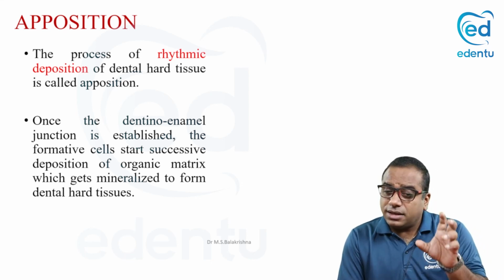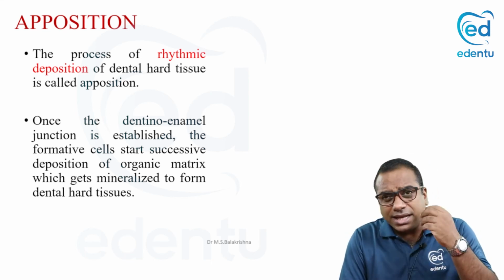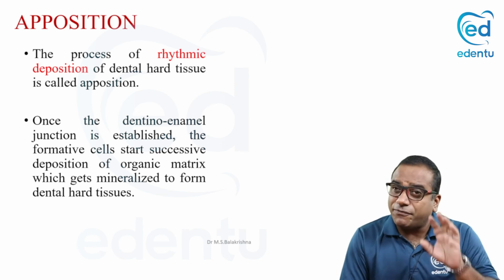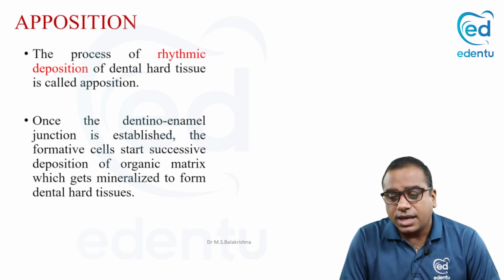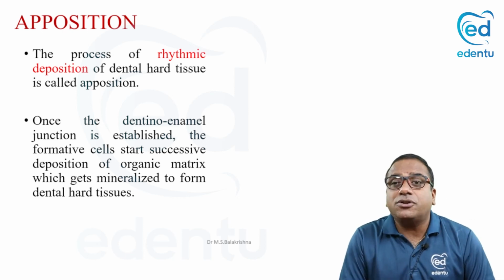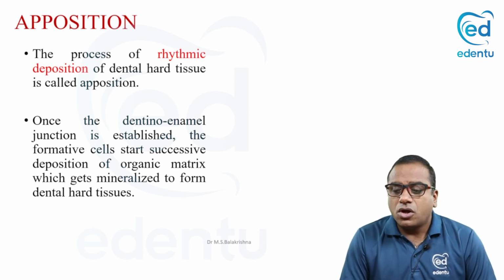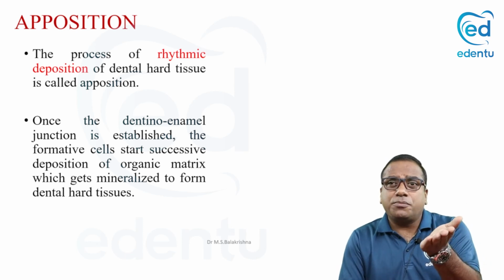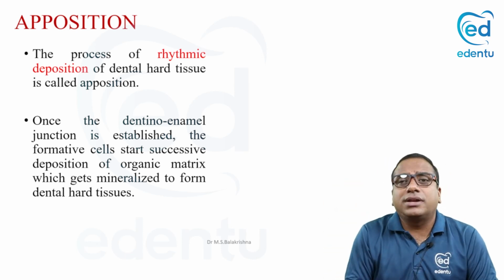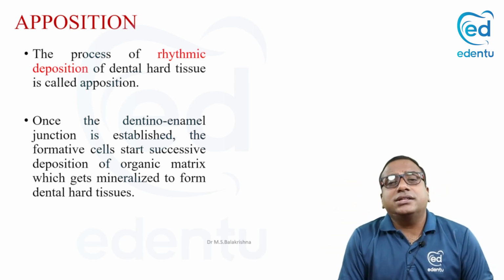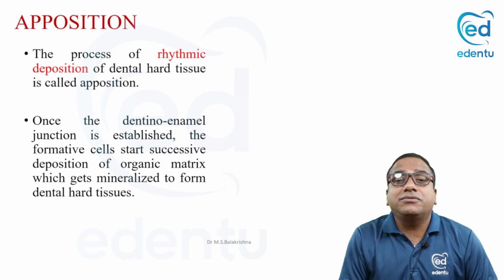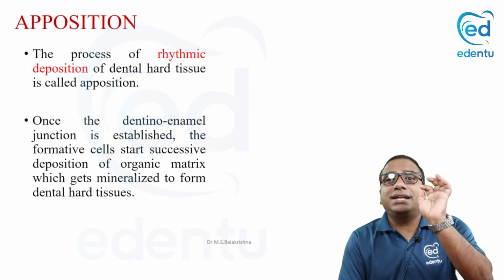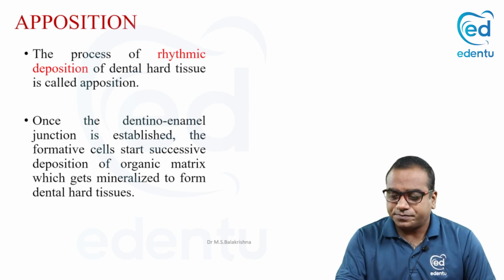So any problem happening at this stage, any systemic or local factors that affect the activity of ameloblast, any disturbance at this stage can cause arrest or interruption of matrix deposition or mineralization. First, the matrix deposition will happen and only then will it get mineralized. So any defect in the stage of apposition, either the matrix deposition or the mineralization will be impacted. So it will result in defective tooth structure.